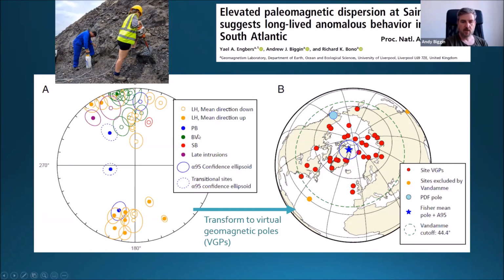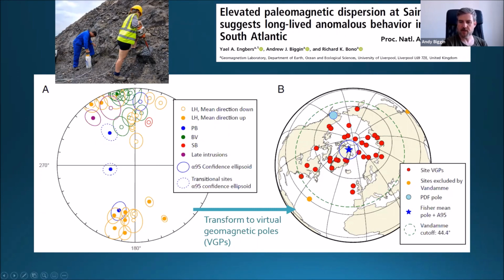And we got these directions that are mostly shallow to the north, similar to today, shallow up. Some reverse directions, downward shallow to the south, and then some transitional directions in between. And what we do normally as paleomagnetists, of course, is to convert these to poles so that they're comparable with other sites where the direction might be quite different. So that's what we've done over here.